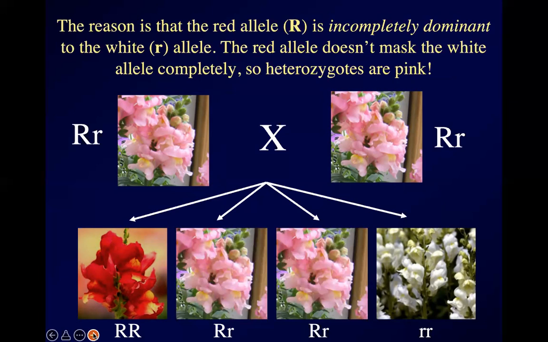So heterozygotes turn out to be pink. This is still following Mendel's laws. The difference is that a red snapdragon is homozygous for the red allele. The pink snapdragons are heterozygous and they look pink. They don't look completely red because red is incompletely dominant. And then the homozygous recessive snapdragons just look white. So there are cases where a dominant allele does not completely mask a recessive allele. And we call that incomplete dominance.